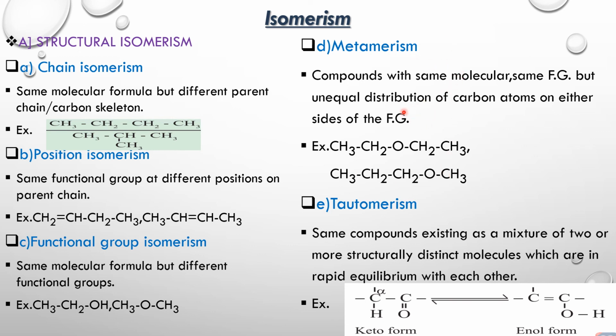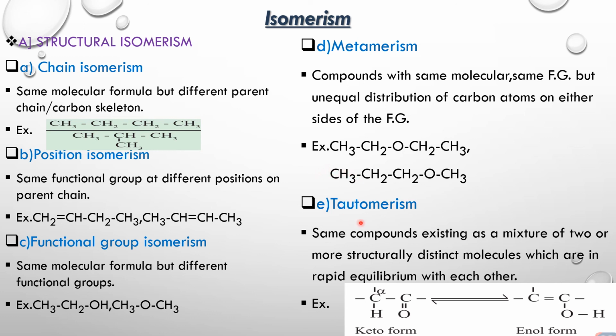So overall the molecular formula will be the same, but the structural arrangement is different, and in this case unequal distribution is observed on either side of the oxygen atom in the ether. So such isomers are known as metamers.